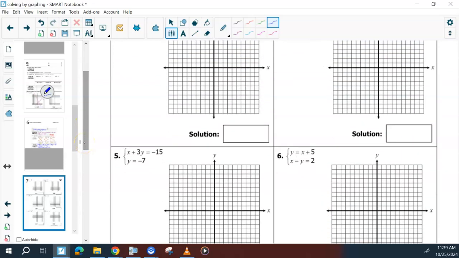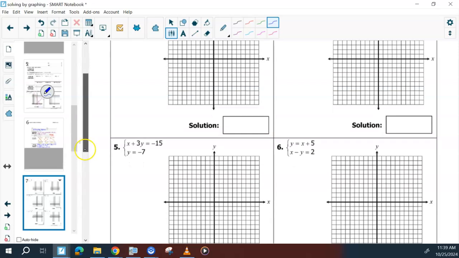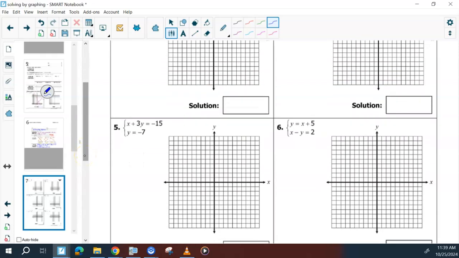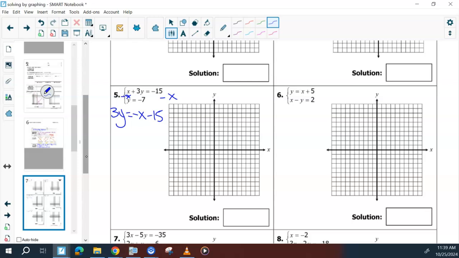This one is not in slope-intercept form. This one is in equation format. So I could graph that one right away, or I could solve this first. I'll solve this first. So we've got to get rid of x, subtract it to the other side. And then get y by itself by dividing everything by 3. So this is really -1, so this is -1/3 x minus 5.